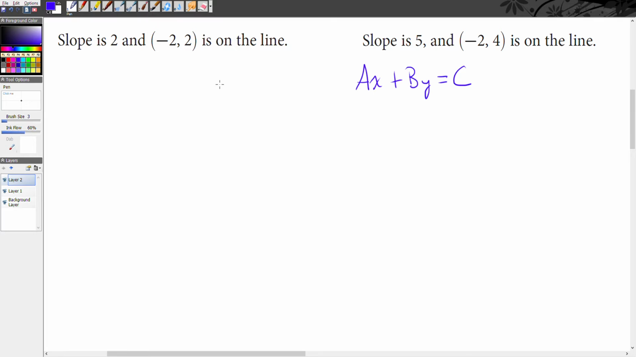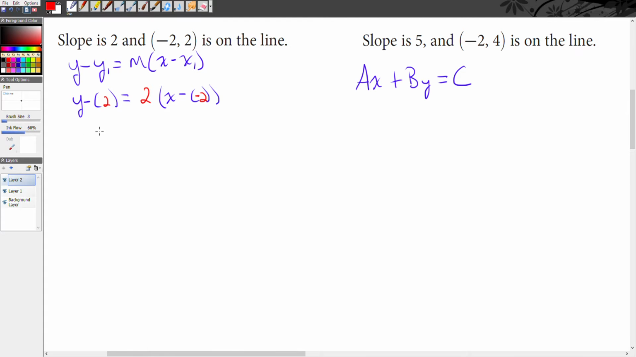And what we want to do is start with point slope form. So remember that point slope form is y minus y1 equals slope times x minus x1. And so we're going to rewrite this with parentheses for the pieces that we're going to fill in. We'll just leave a gap for the slope. And then we're going to plug in our numbers. So our slope is 2, that goes here. Our y value is positive 2, and our x value is negative 2.